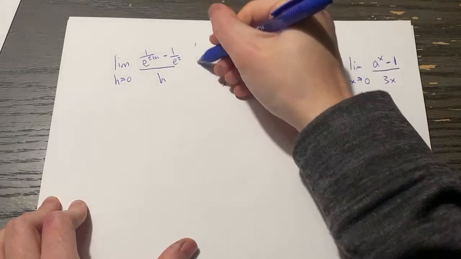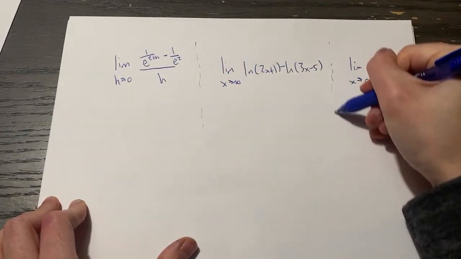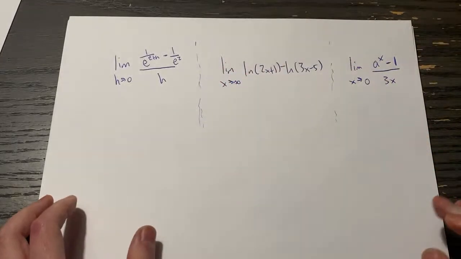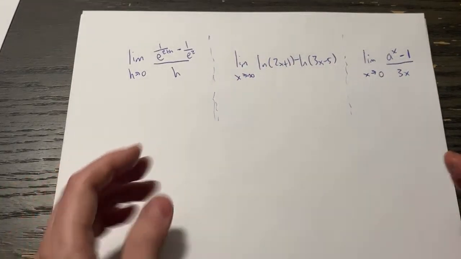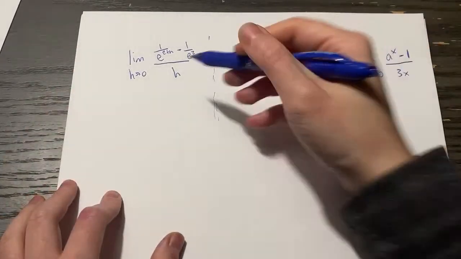I'm just going to proceed because I'm too excited to, I don't really want to wait, to be honest. So let's do these 3 limits. I'm going to take them each one limit at a time. Let's take this limit first.